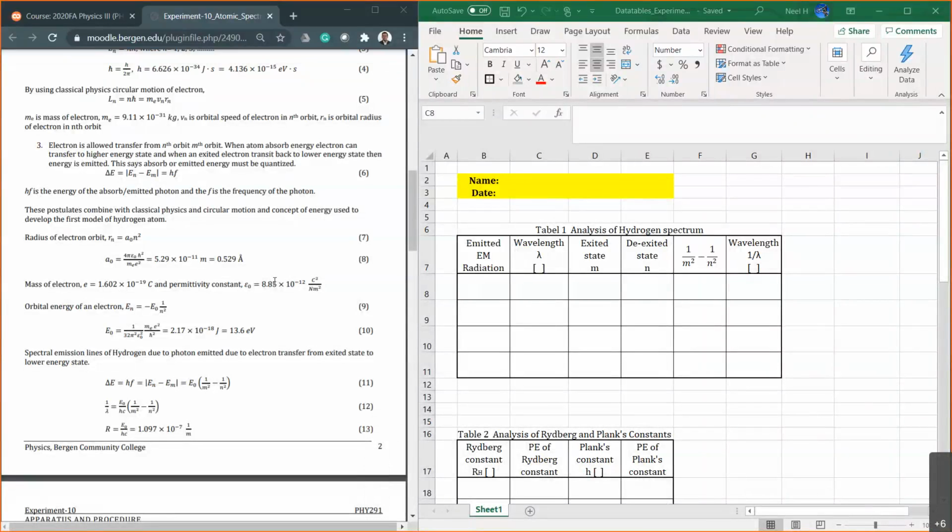For this experiment, you also have to write the lab report. Maybe for next week's experiment, I will consider just taking the data sheet. Okay.